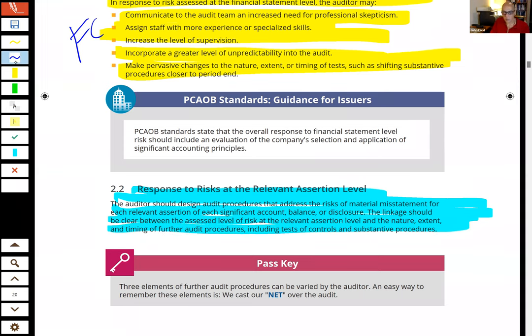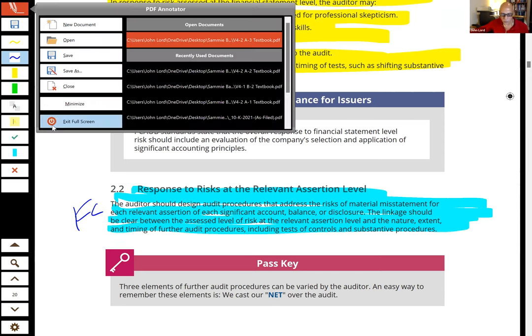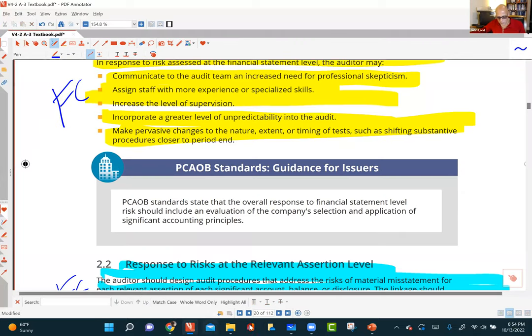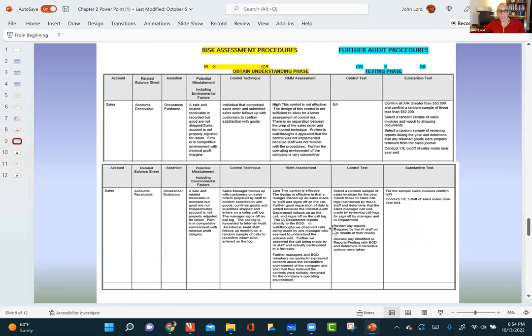Can you think of a document that does that? That sits there and says, here's the assessment. Here's how I responded at the assertion level. And I'm going to bother you with this thing again. Maybe I'm in love with my own work here. But that's basically what we did here. We made the assessment, and it is a clear linkage as to how we responded at the assertion level, right?